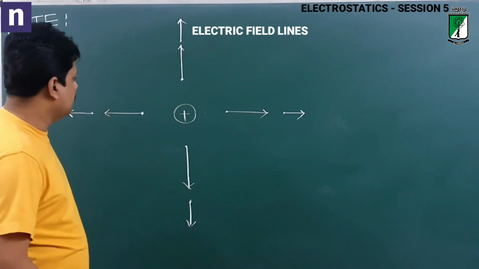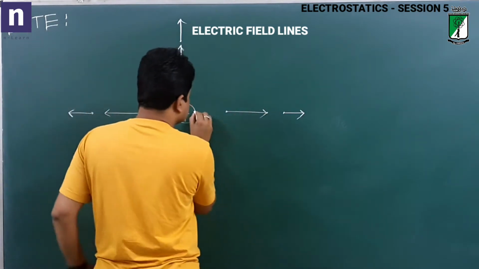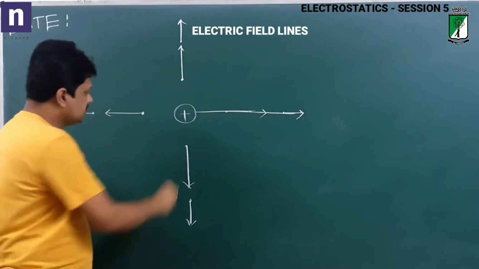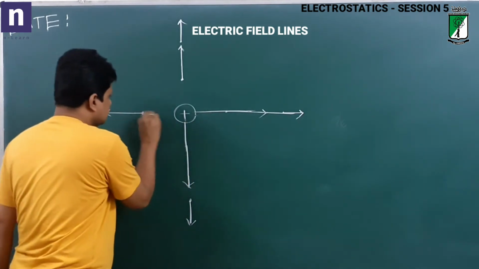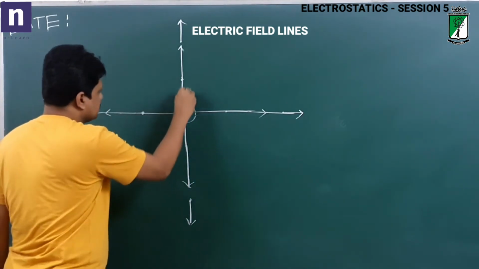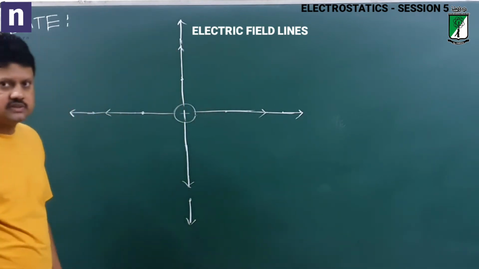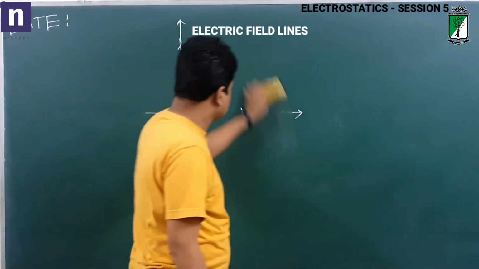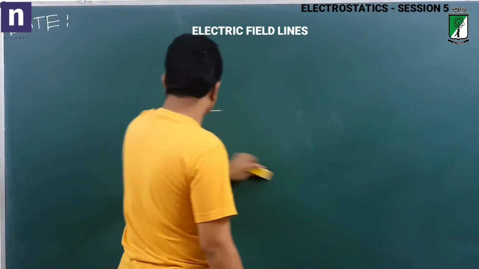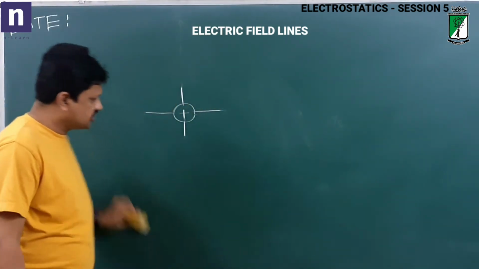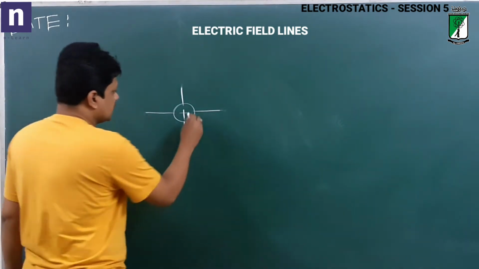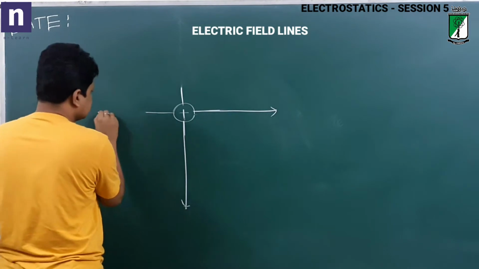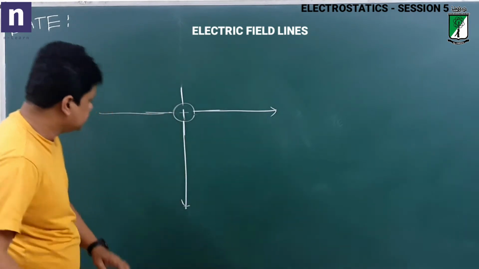Now if you join all these points, then that becomes the electric field line. So these are electric field lines around the charge. In short, what we do is we just represent the field lines as continuous lines or curves. So for a positive charge, the field lines are in this manner.